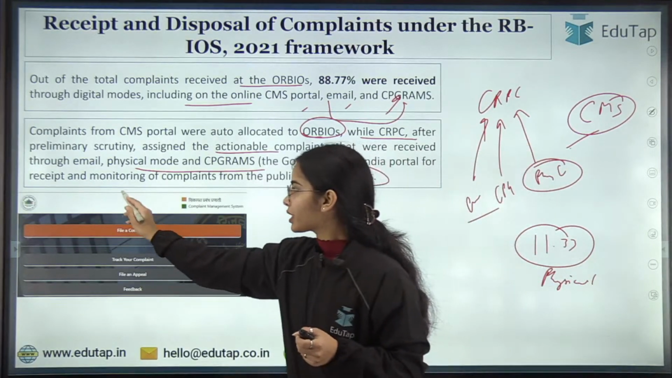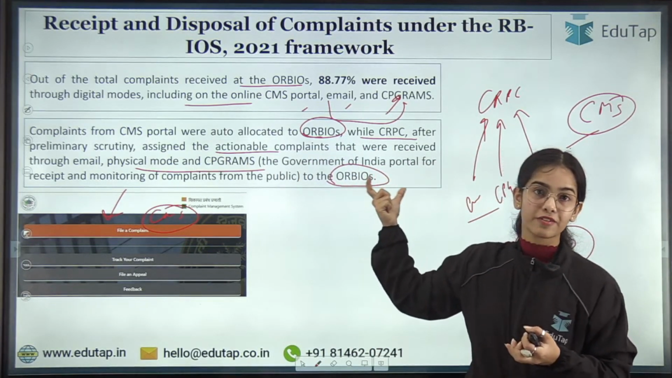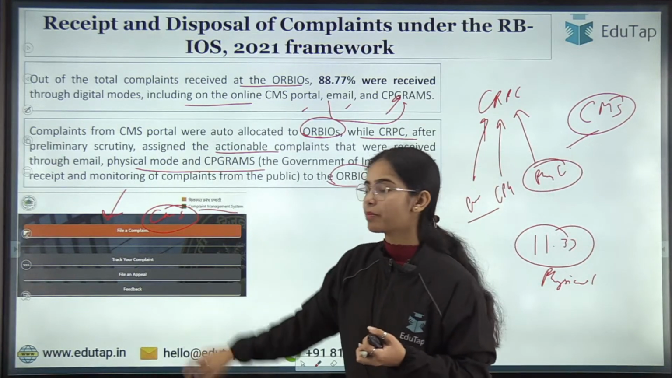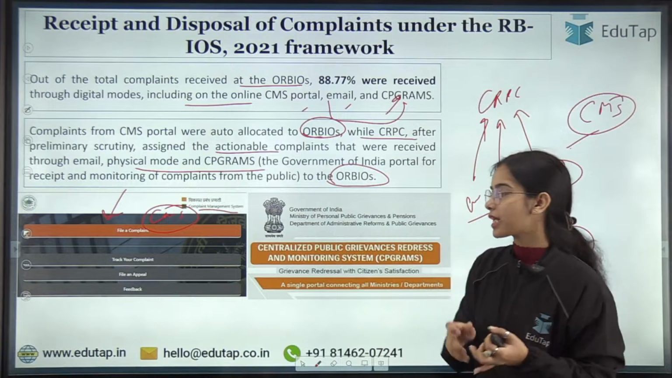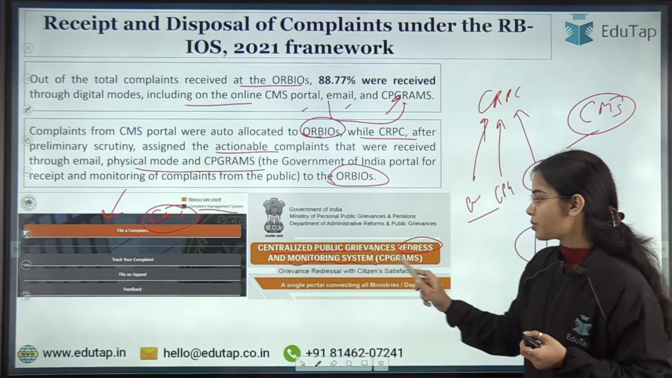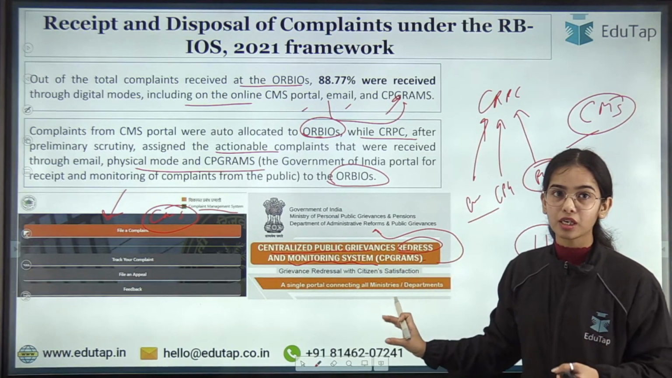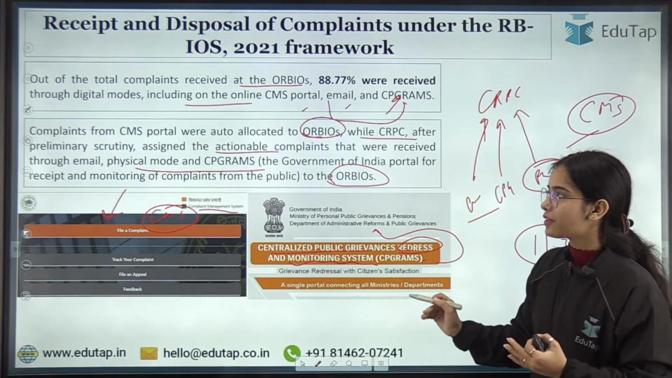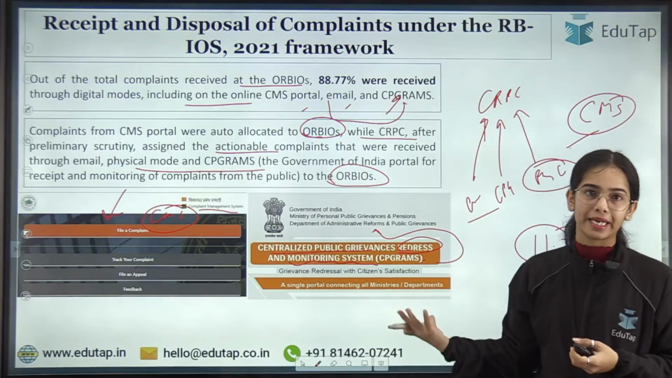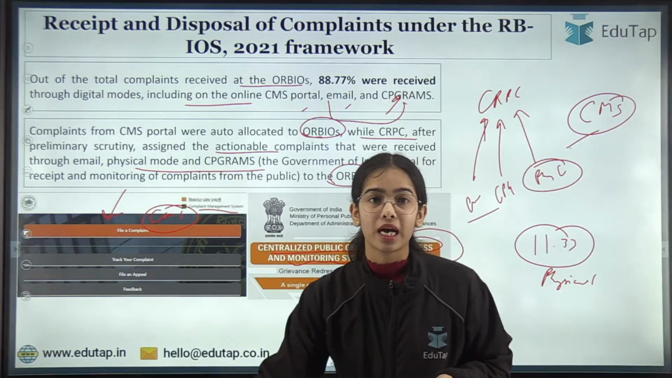So this is your CMS portal through which the offices receive the complaints directly. It is auto-allocated to the offices. CMS is the complaint management system of the RBI. CPgrams is the Centralized Public Grievance Redress and Monitoring System of the Government of India. This is the system through which the government receives complaints from the public for various government institutions. So this is the idea. Any confusion till now? Any confusion anyone has till now?